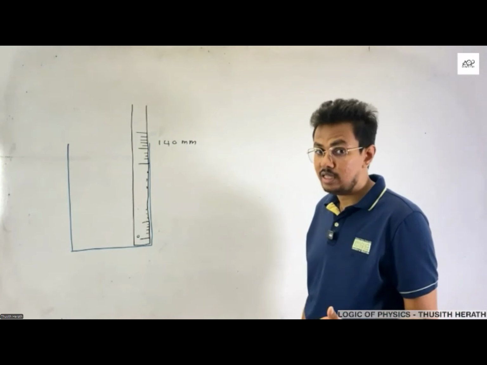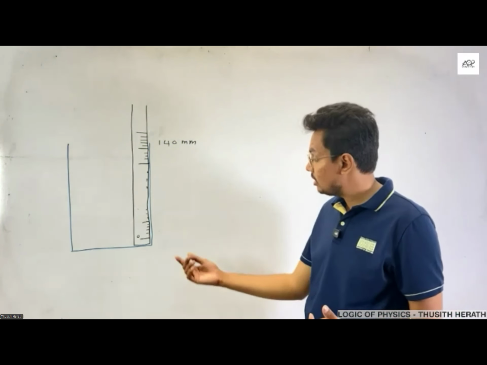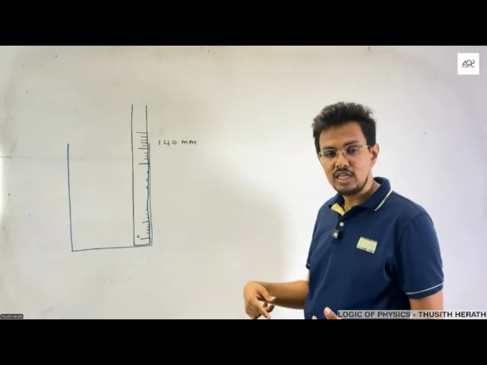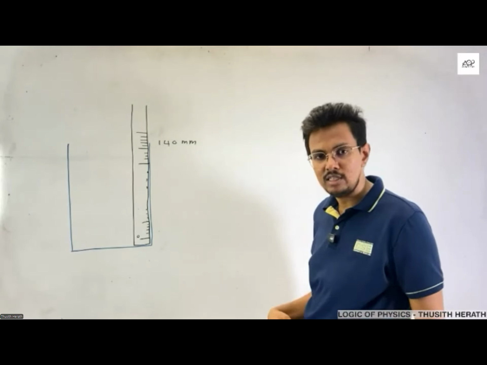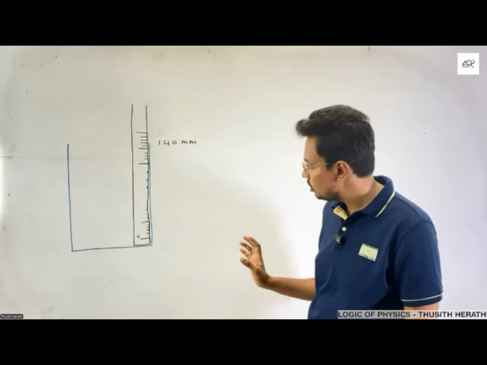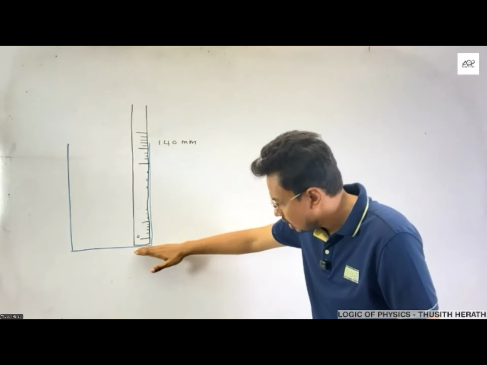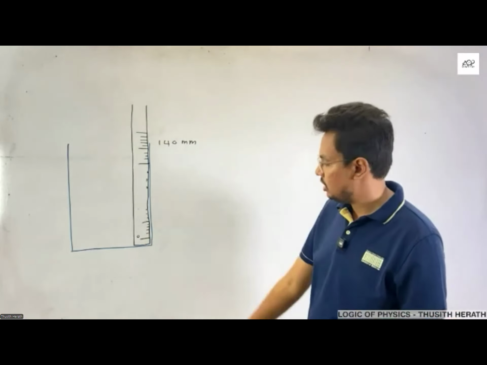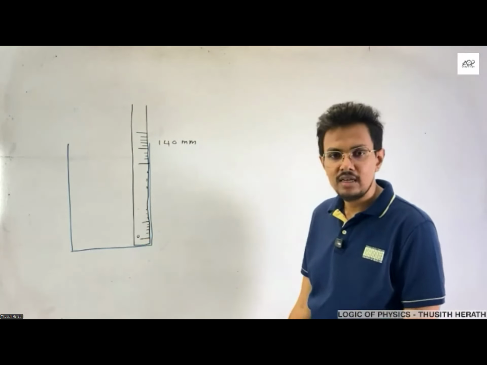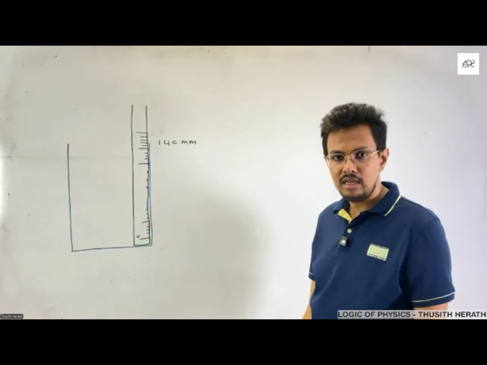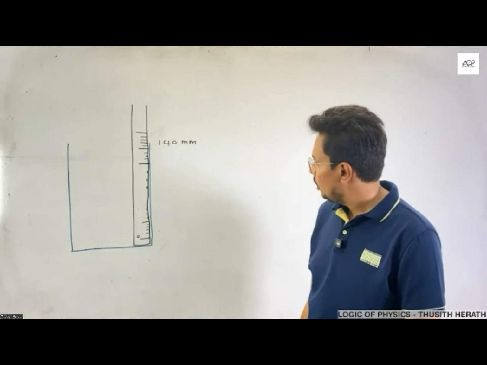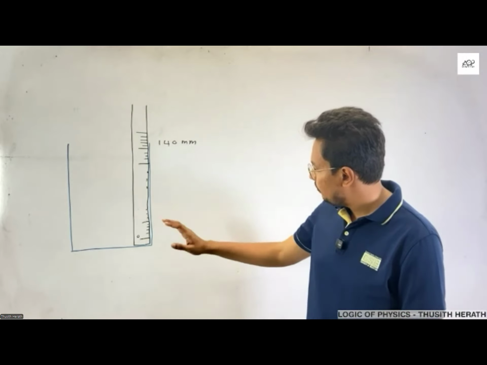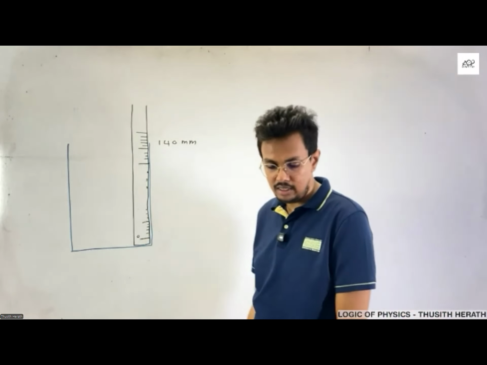So what's the name of this error? We learned this. Parallax error. This is also a kind of parallax error because the edge of the measurement doesn't align with the scale lines. That's the parallax error we learned before, right? So the error that happens here is the parallax error, right?